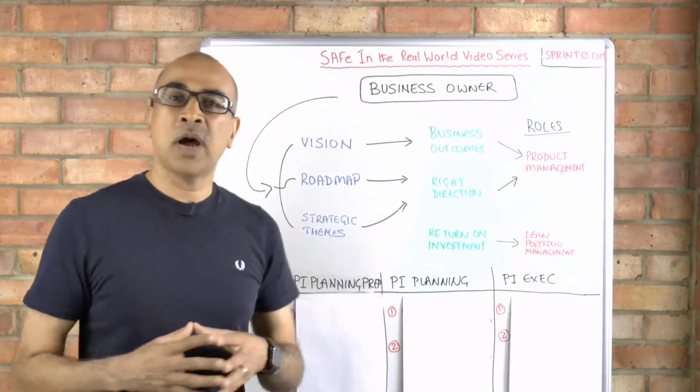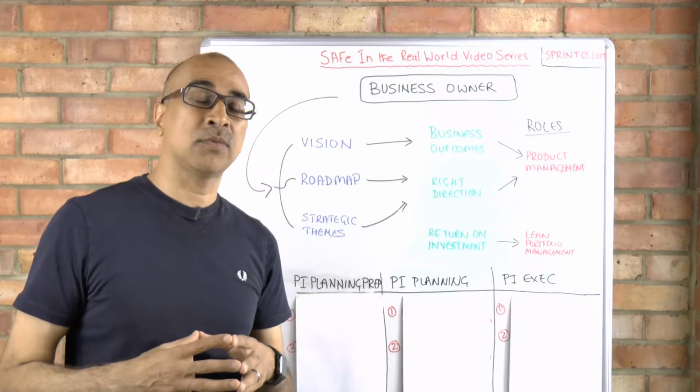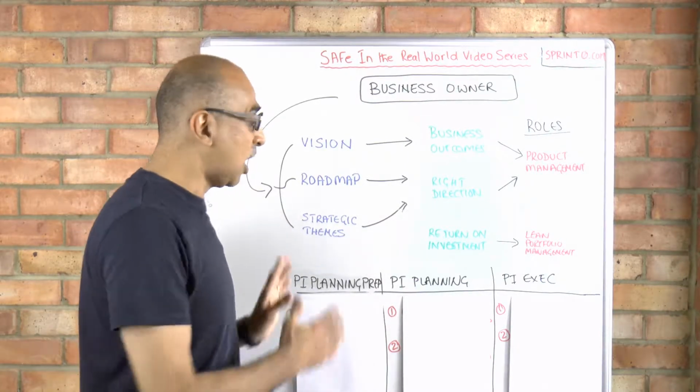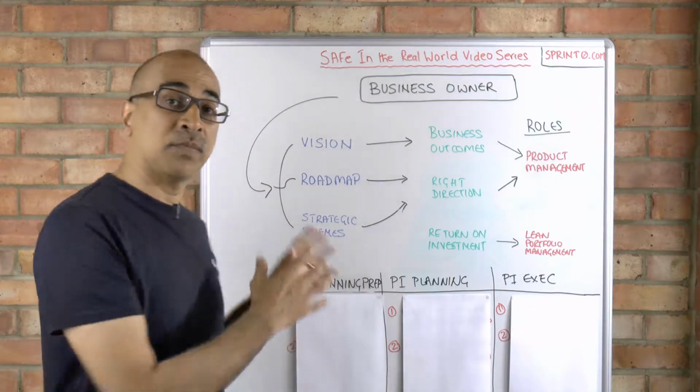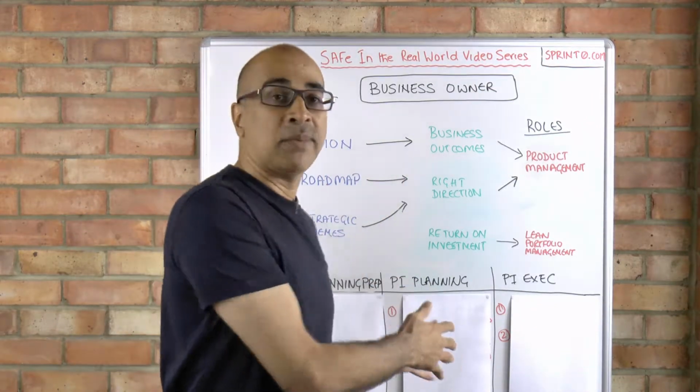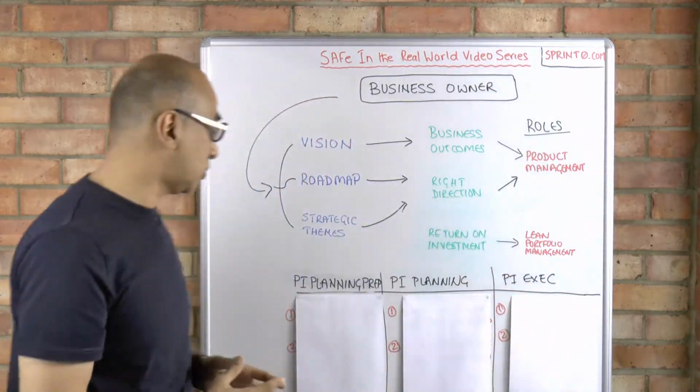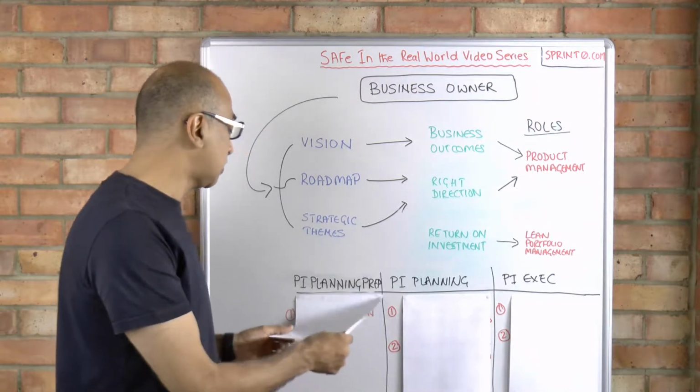So here's my take on what a business owner would actually do in the real world. I've split it up into 3 different areas. One is before PI planning, one is during PI planning, and the other is during the PI execution. So let's go through each of these different sections.